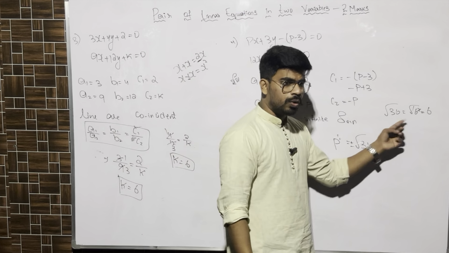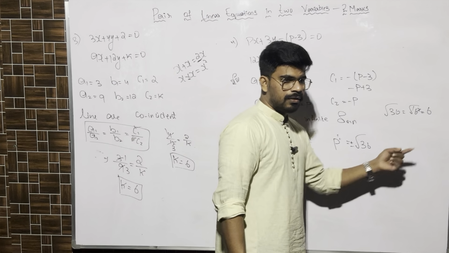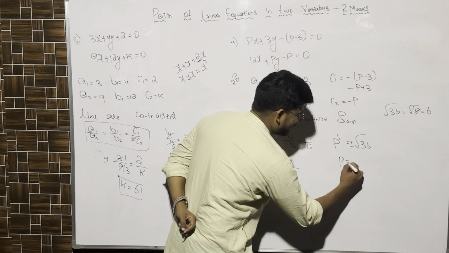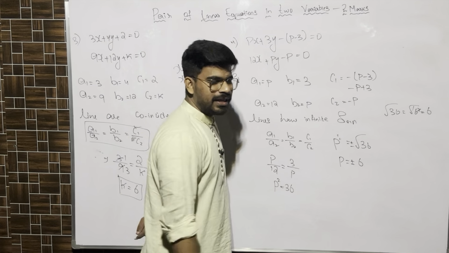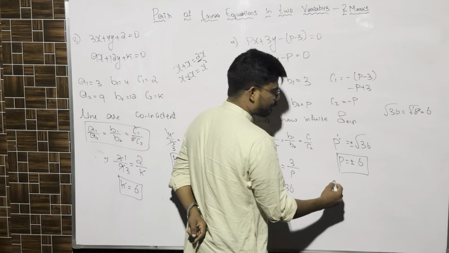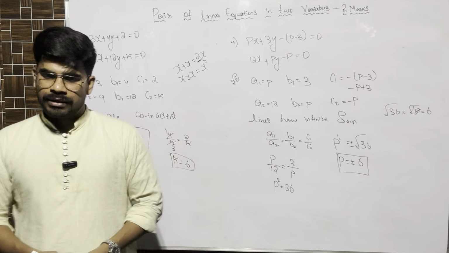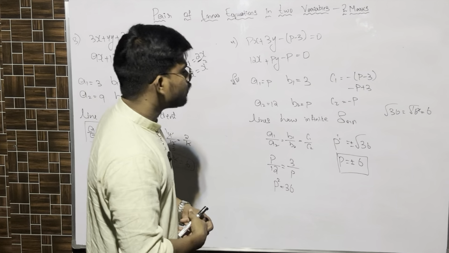Root 36 is 6. Root 25 is 5. Root 16, like that. p is equal to plus or minus 6. The value of p is plus or minus 6. Two values we got. Either it is plus 6 or it can be minus 6. It is not compulsory that we will get only one value. We can get 2, 3, 4, however many it is.